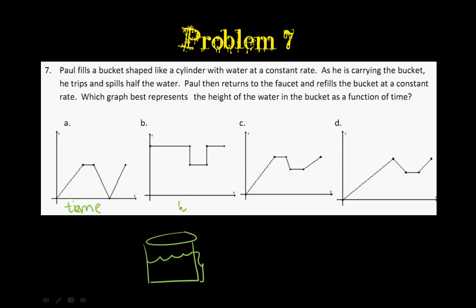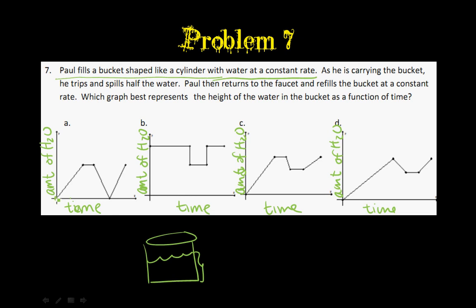This would be time on all the x-axes. And the y-axis would be amount of water. Or the height, it doesn't really matter, because water is flat at the top. Okay, so we have these 4 graphs. We need to figure out which one makes the most sense. And it says he fills a bucket shaped like a cylinder. It really doesn't matter what the shape is. We just know that he's filling a bucket at a constant rate.